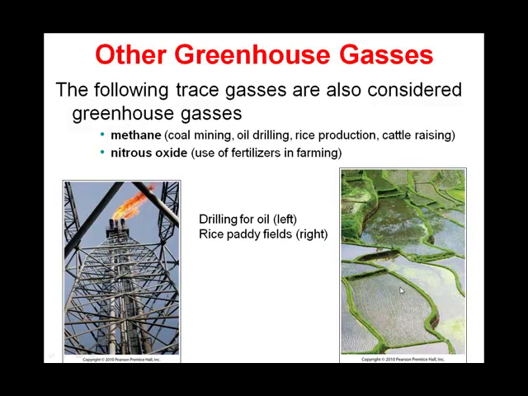Notice even our use of fertilizer. We put more nitrous oxide into the atmosphere. That is another greenhouse gas. CFCs, in addition to destroying our ozone, are another greenhouse gas.